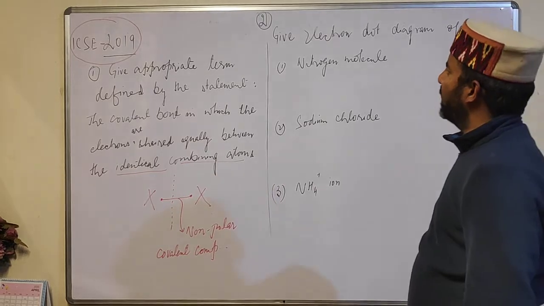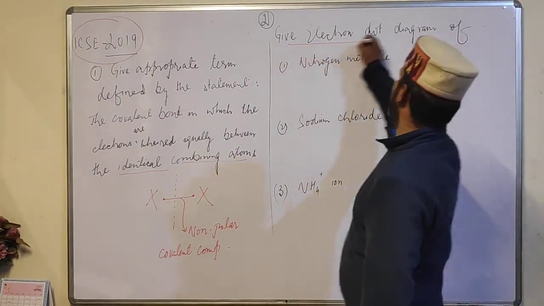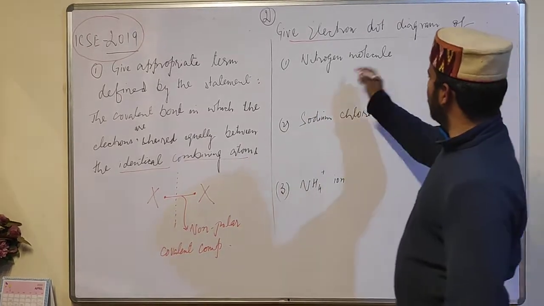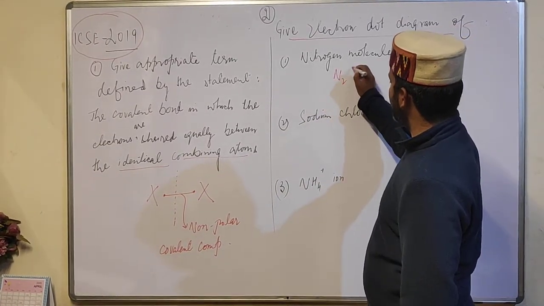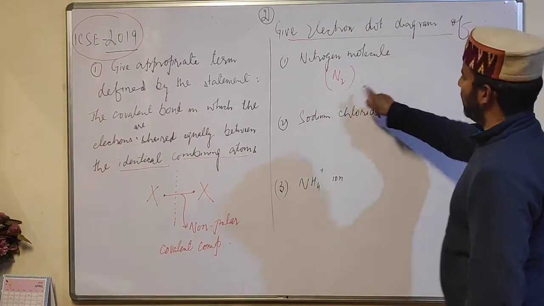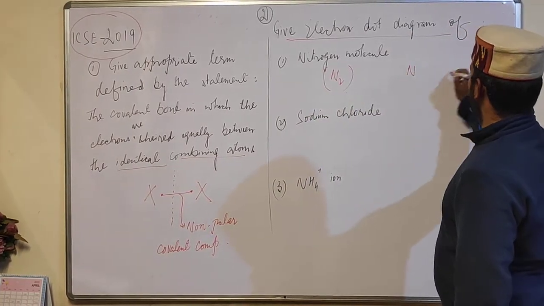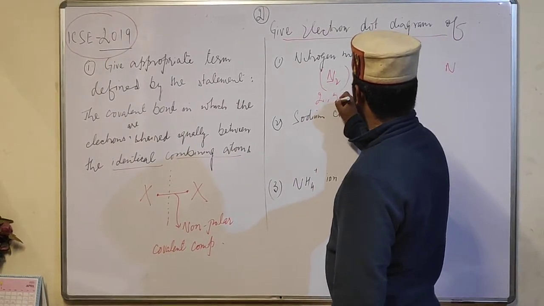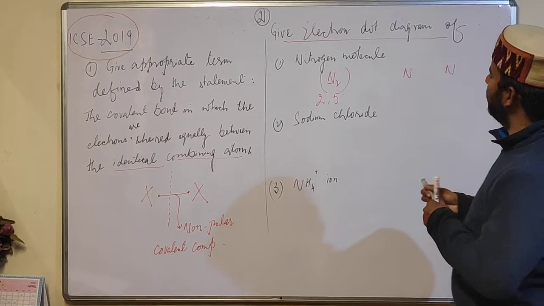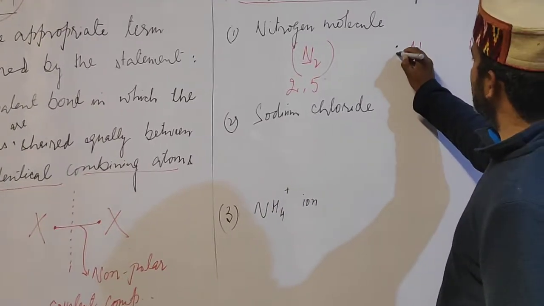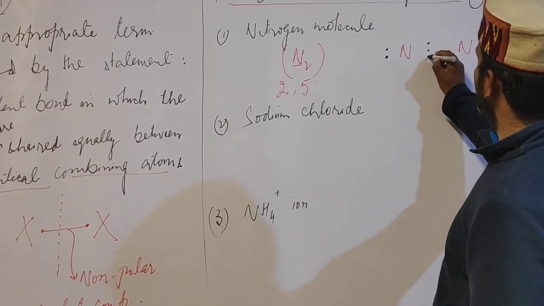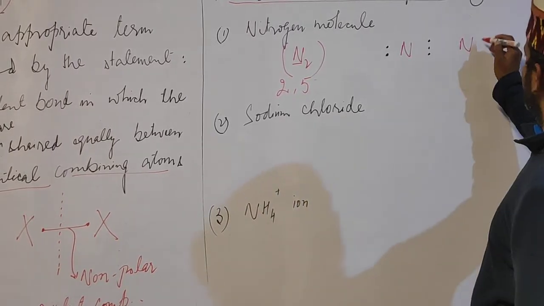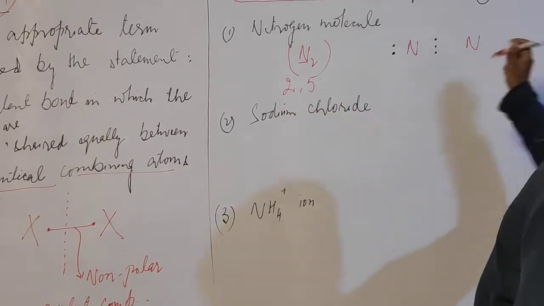Now the second question was to write the electron dot diagram of the nitrogen molecule. So students, the nitrogen molecule we know exists as N2. So here the combining atoms are 2 nitrogens. But see, nitrogen we know has configuration 2, 5. So there are 5 electrons in the valence shell. Similarly, the second nitrogen has 5 electrons in the valence shell.